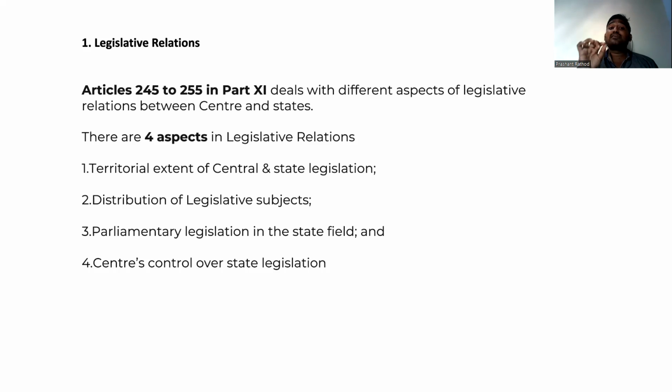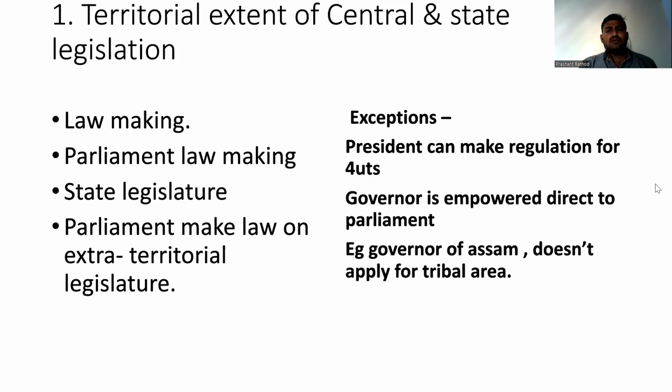The first is the territorial extent of central and state legislation. Afterwards I will show them on a single slide. These four aspects in the legislative relations articles are the most important. The second is the distribution of legislative subjects, the third is parliamentary legislation in the state field, and the fourth is the center's control over state legislation. Today we will go only into the first, the territorial extent.